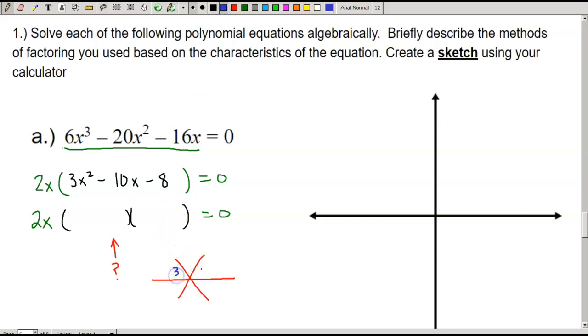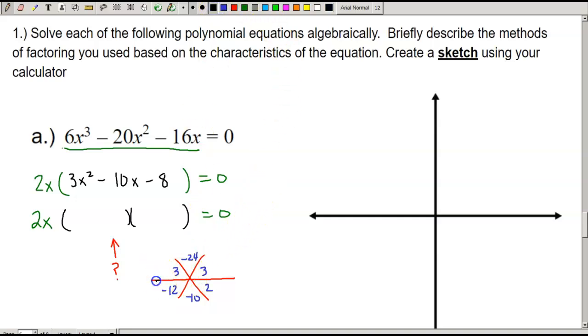So I'm going to have 3, negative 24, and negative 10. What multiplies up to negative 24 and adds up to negative 10? So this is going to give me a negative 12 and 2, right? So negative 12 times 2 is negative 24, and if I add those, I get negative 10. So now I can indeed factor this.